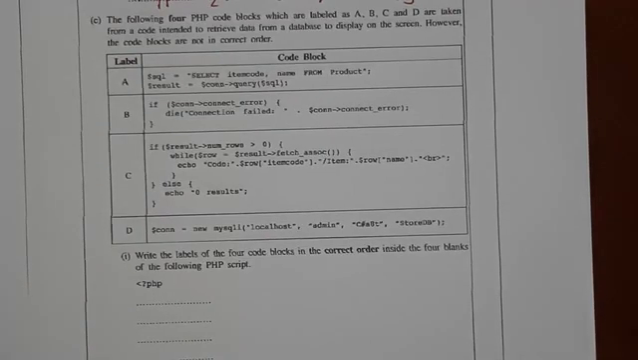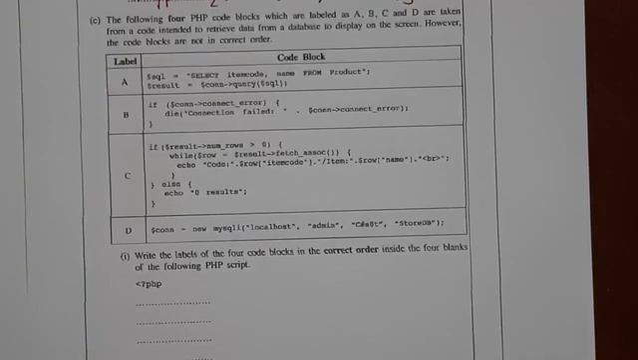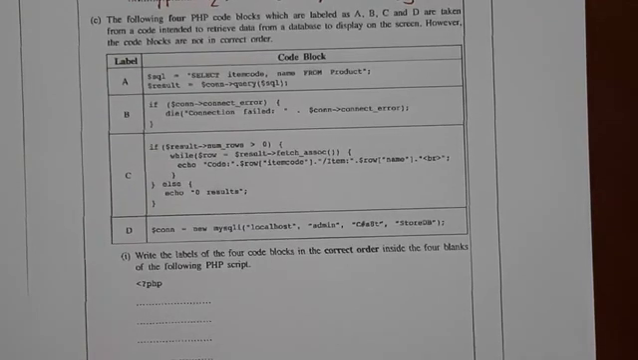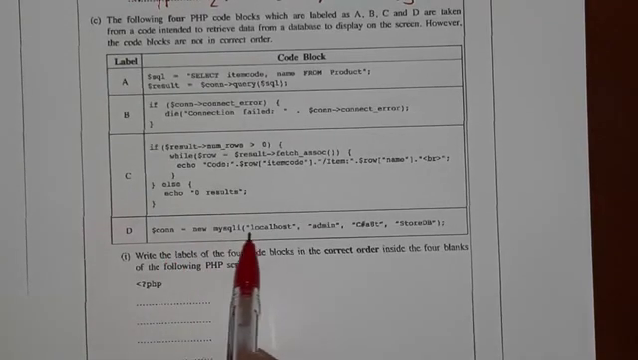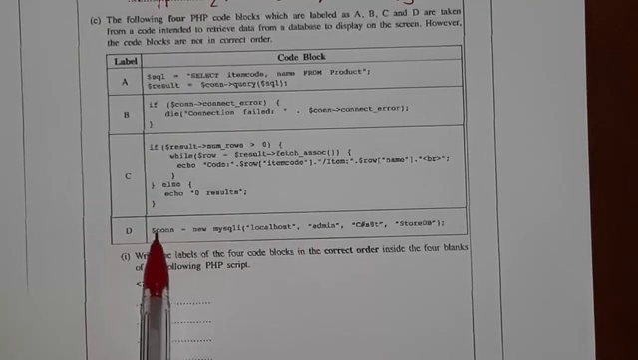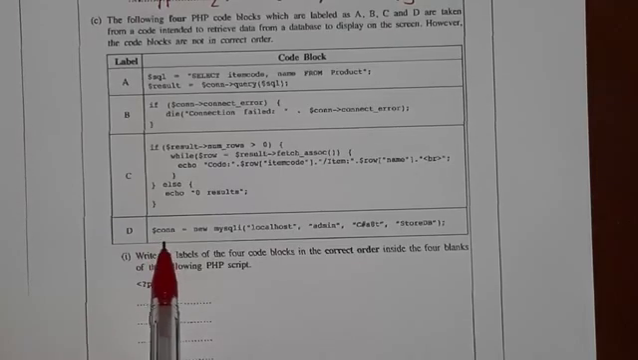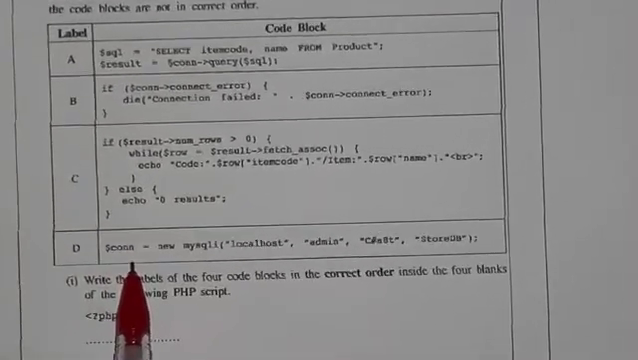So let's say you want to get connected to a database. What are the things you have to do? The first one is this one. You have to create a connection object. $con is the connection object. Just go through the code.